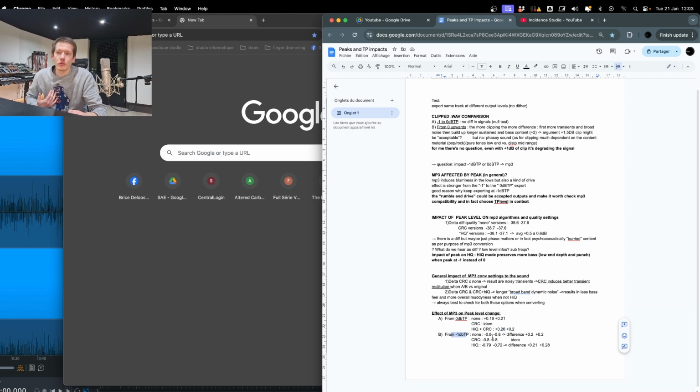From the minus 1 decibel true peak, I get to minus 0.1, so the difference is also 0.2. We are in the same ballpark as differences from the 0 decibel true peak. CRC on is the same, and in high quality mode, I have a difference of 0.2126, which is broadly the same as with the 0 decibel true peak value. So being close to 0 decibel or to minus 1 decibel doesn't change the impact on the peaks, but the conversion in general is changing the loudness of the peaks.